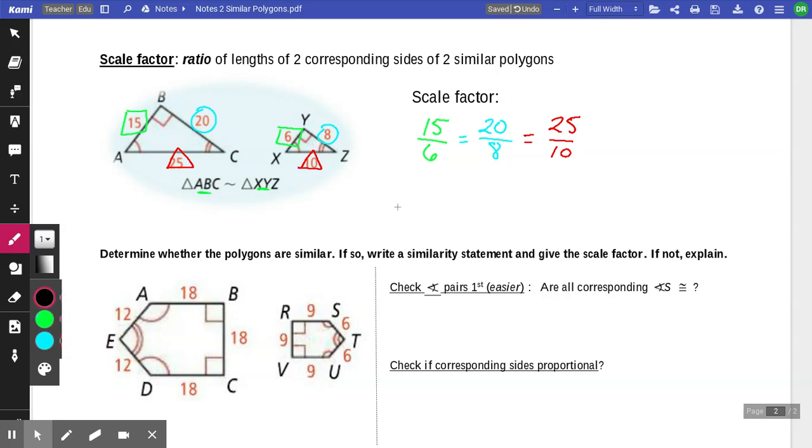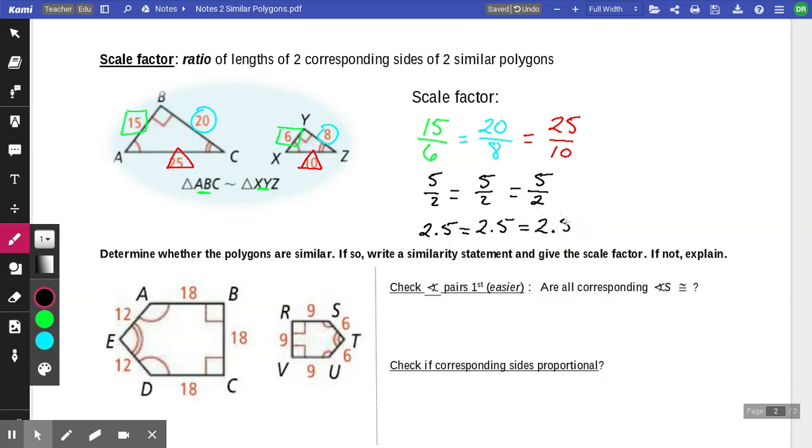Reducing all these, you could say it's 5 halves. Dividing both of these by 3, divide both of these by 4, you get 5 halves. And the last one, divide them both by 5, you can get 5 halves. You could also write this in decimal format if the decimal is nice enough for that. Here it's just 2.5. That's pretty simple. So that we're free to use this as well.